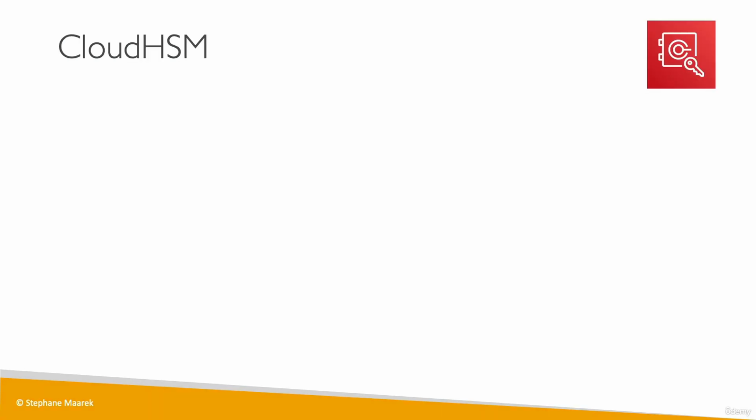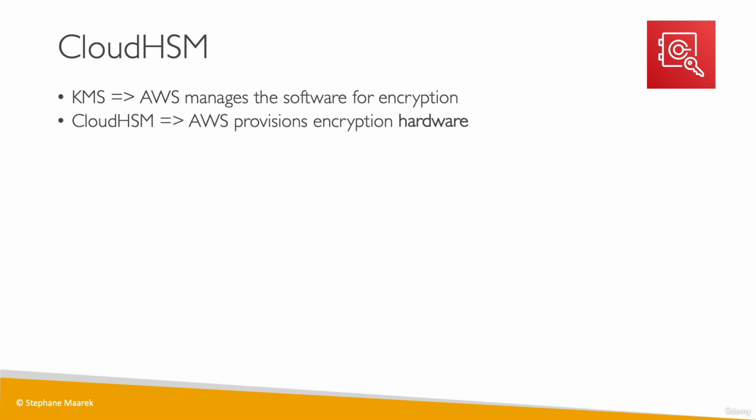Let's talk about another way to perform encryption on your cloud, and that is going to be different than KMS. This one is called Cloud HSM. So with KMS, AWS is the one that manages the software for the encryption, but with Cloud HSM, AWS will just provision you the encryption hardware, and you have to use your own client to perform the encryption.